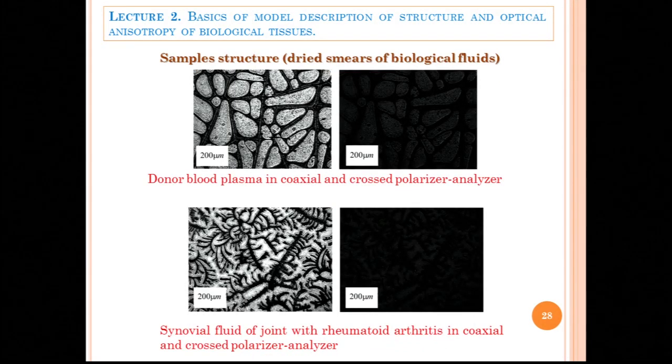This one is blood plasma, crystallite blood plasma, in coaxial and crossed polarizer and analyzer. It's a so-called biological fluid. And this one is a synovial fluid of a joint with rheumatoid arthritis in coaxial and crossed polarizer and analyzer. So we deal not only with some soft images, we deal with pretty nice images.